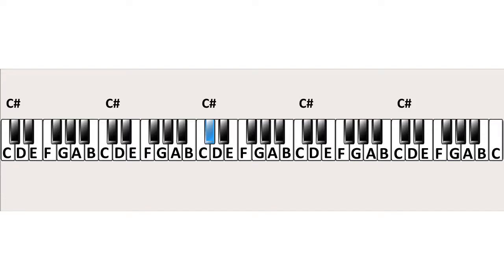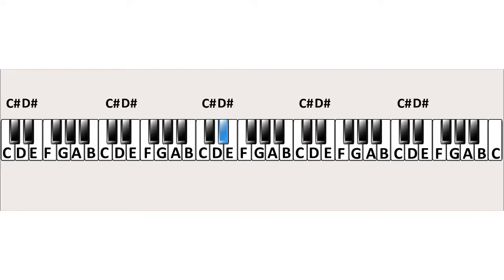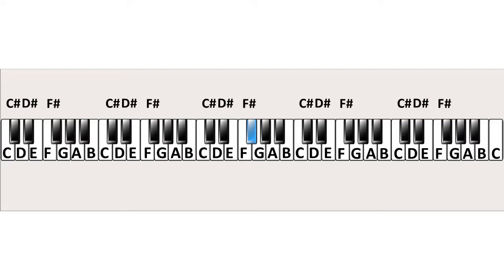The next black note is slightly higher than the D, therefore we call it D sharp. And here are all the other D sharps on this keyboard. As you can see, there is no black key on the right side of the E. So I go on with this black note, just on the right side of the F. Therefore, we will call it F sharp. And here are all the other F sharps on this keyboard.